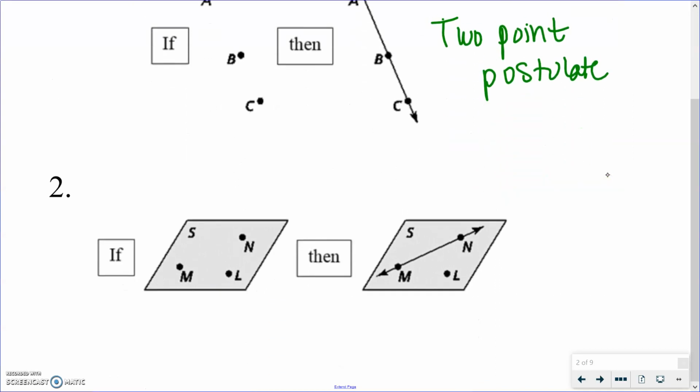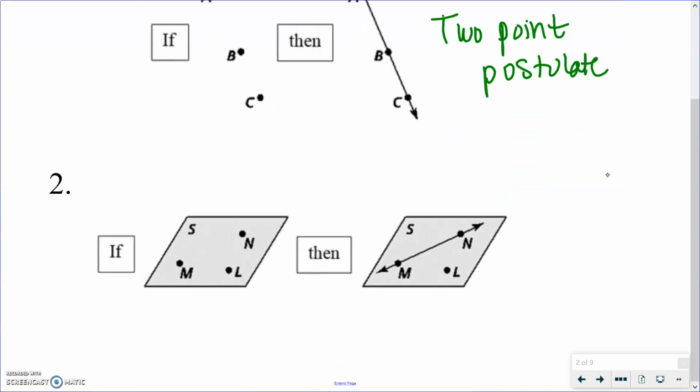Okay, then we're going to look at this next diagram. And I see this plane. It says if there's this plane with 3 lines on it, or 3 points on it, and then I have a line going through that's also on the plane. So it's a line on the plane. Oh, I bet it's the plane line postulate, okay, because there's 2 points on the plane, and there's one line that goes through those 2 points.